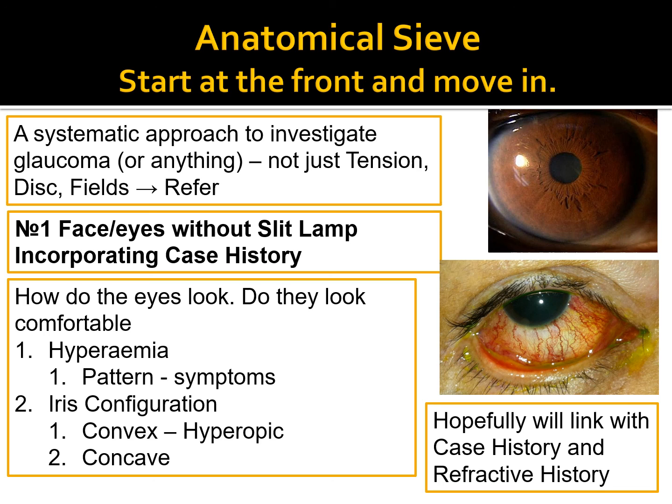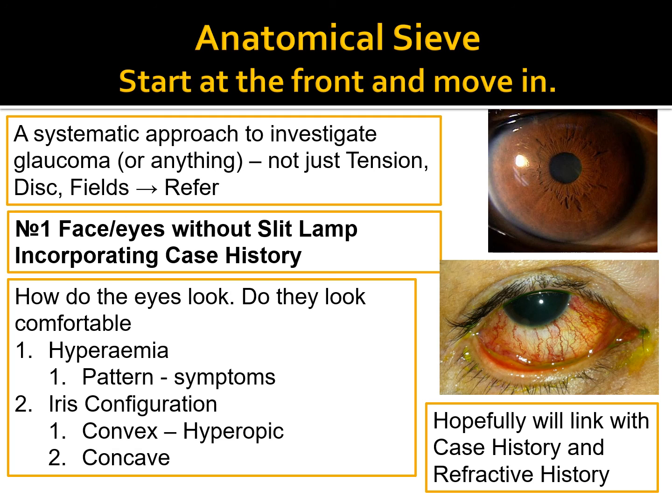So you start at the front and move in. There's lots and lots of medical sieves, but an anatomical sieve just gives you a way of proceeding through. So we've done tonometry first, then we're looking at the cornea really, and we're looking at the front. First of all, you can just look at the person without a slit lamp.